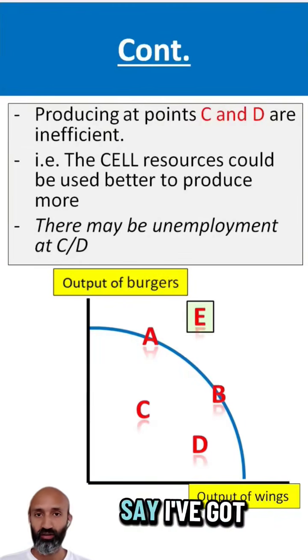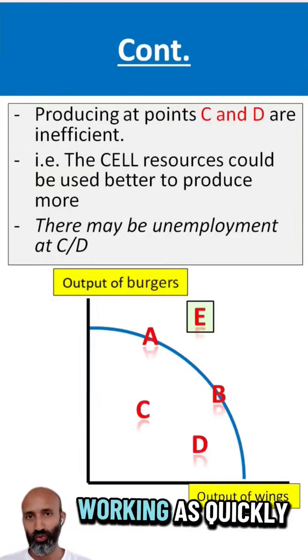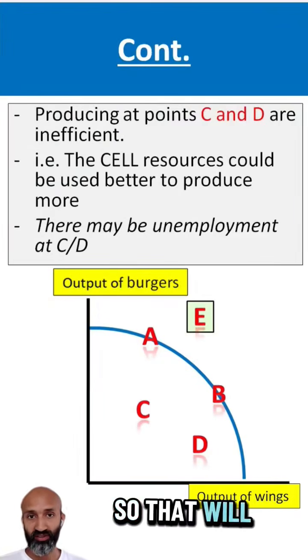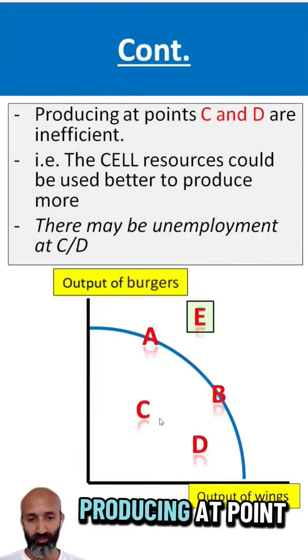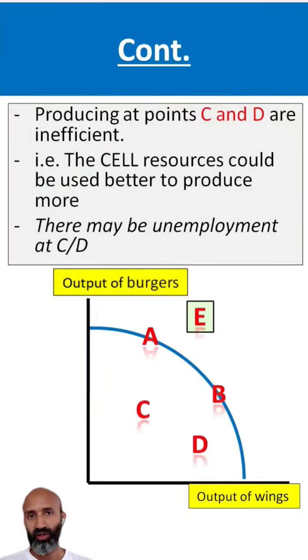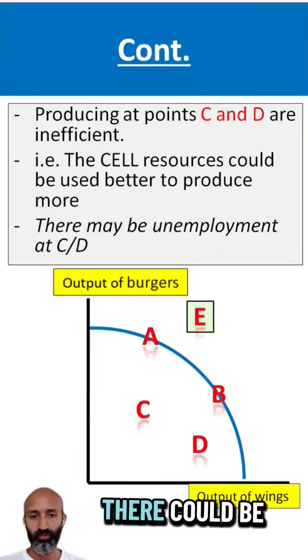Or let's just say I've got a bit of a cold and I'm not working as quickly on the day. So that will again slow me down and make me inefficient. And I'll be producing at points C and D. Now on a macro level, there could be unemployment.